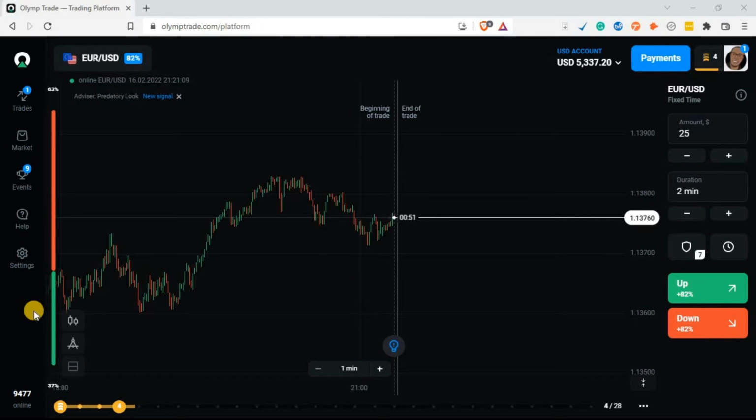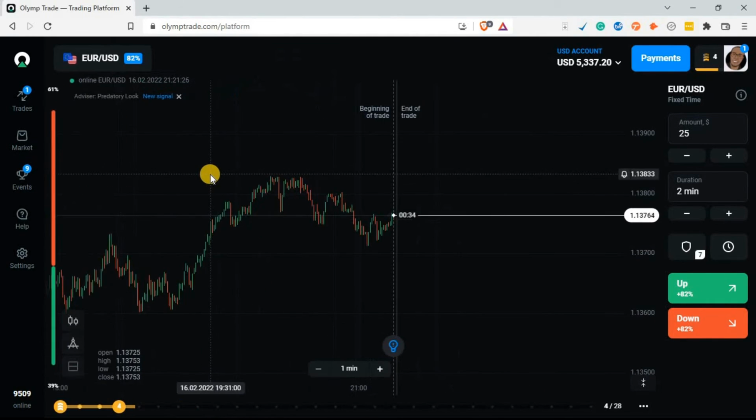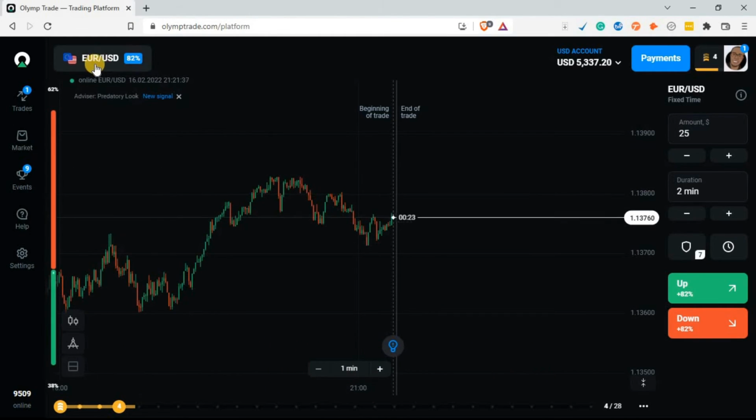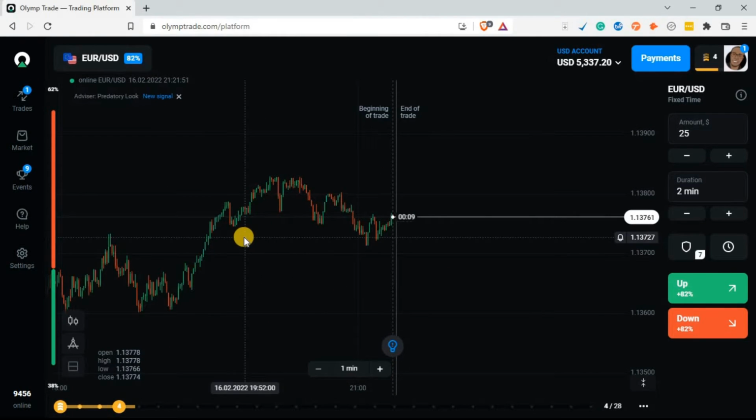Now let's talk about FTT. FTT stands for fixed time trading. This is a mode of trading on Olymp Trade. There are two modes: there is the fixed time trading, and then there is the forex. Fixed time trading is where you trade for a fixed period of time, and then you get a fixed reward, or a fixed payout. For example, here I'm trading the euro USD, and the payout is 82%, which means if I'm correct, I get 82% profit of my invested capital.